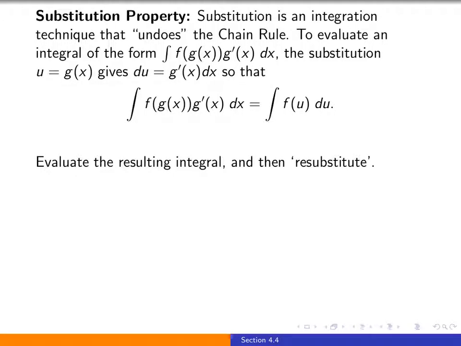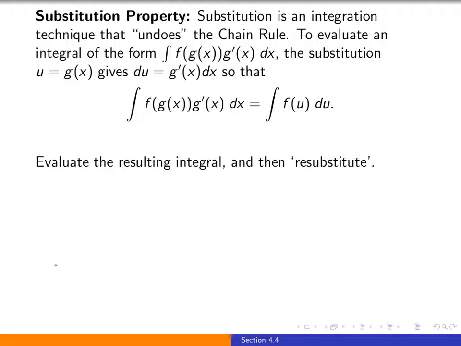In this video, we will introduce something called the substitution property, which is going to be one of our go-to methods of integration. The substitution property is an integration technique that I'm going to claim undoes the chain rule. So essentially, if we want to evaluate an antiderivative of the form given here, notice this looks kind of like something we would get from the chain rule.